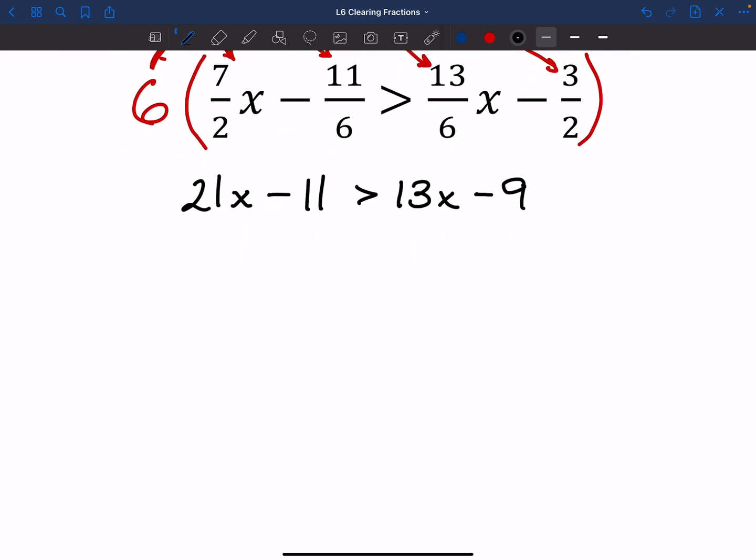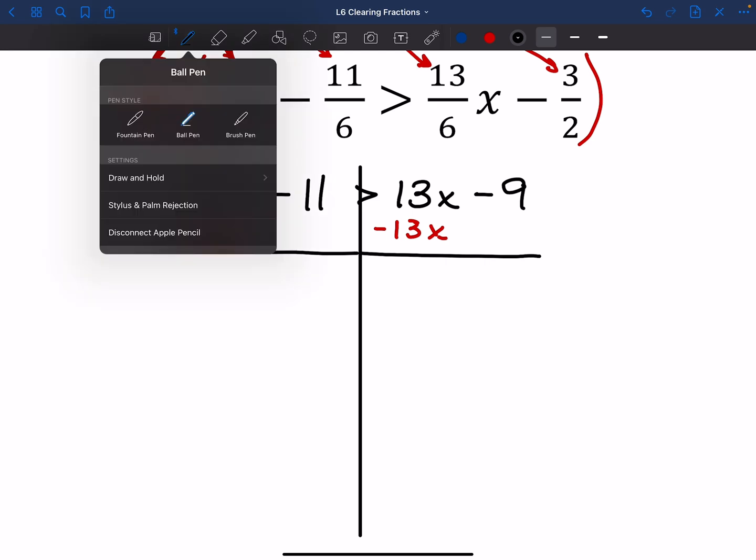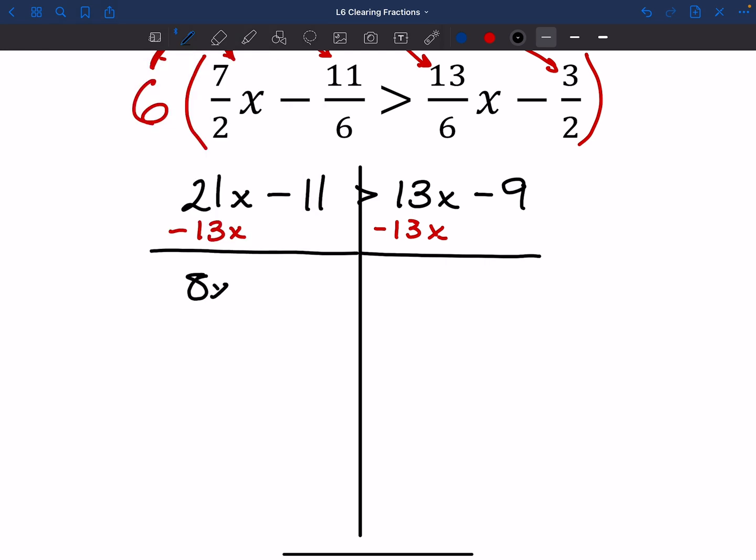Cool. So again, first step was to get rid of the fractions. Whew, looks much better than when we started. Now what we need to do is move things around and figure out what our final answer is. So I'm going to move all my x's to one side. I'm going to move those 13x's over to be on the left. So 21x minus 13x is going to bring us all the way down to 8x, minus 11. On the other side, we just get -9.